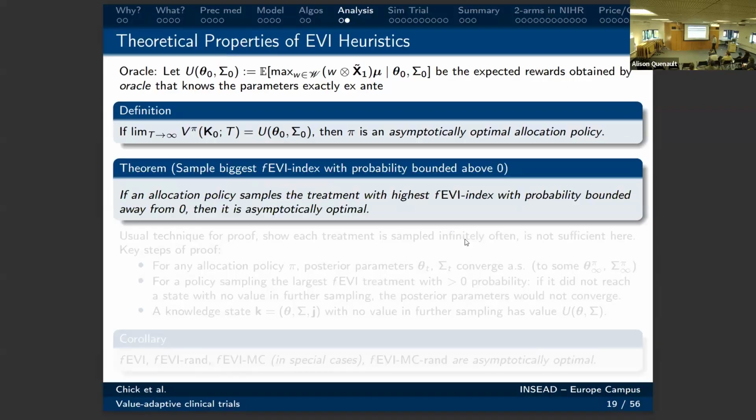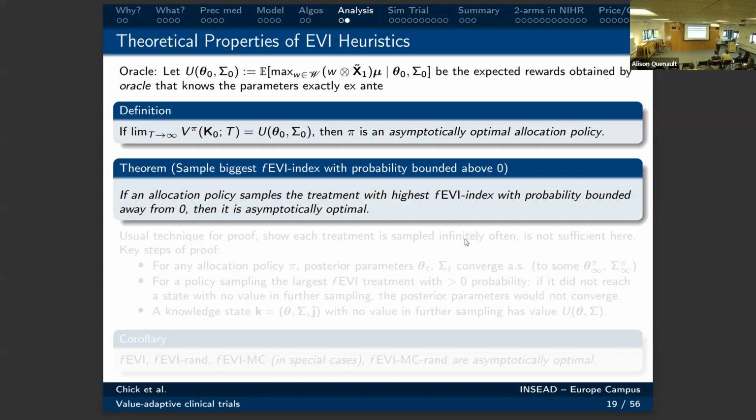We were able to show with a theorem that any allocation policy that allocates the treatment to the arm with the highest index with probability bounded away from 0 for all time is asymptotically optimal. In other words, you will ultimately learn the correct answer if you're allowed to sample long enough. Now, the usual proof techniques for such a thing often say you need to sample each of the arms infinitely often. That is not sufficient here.